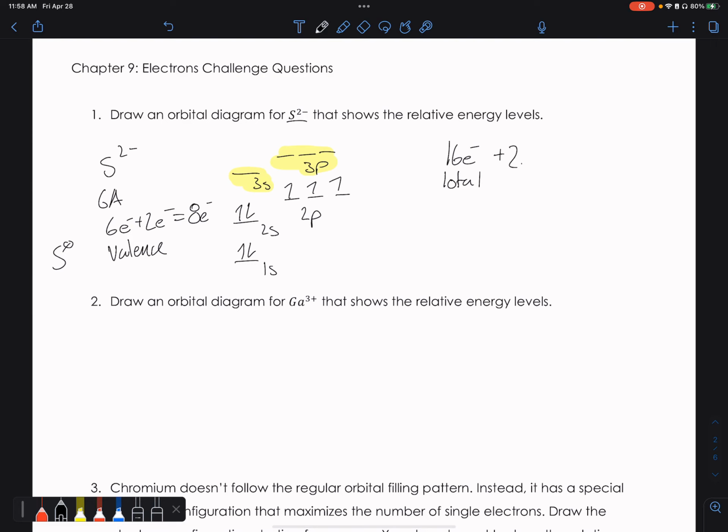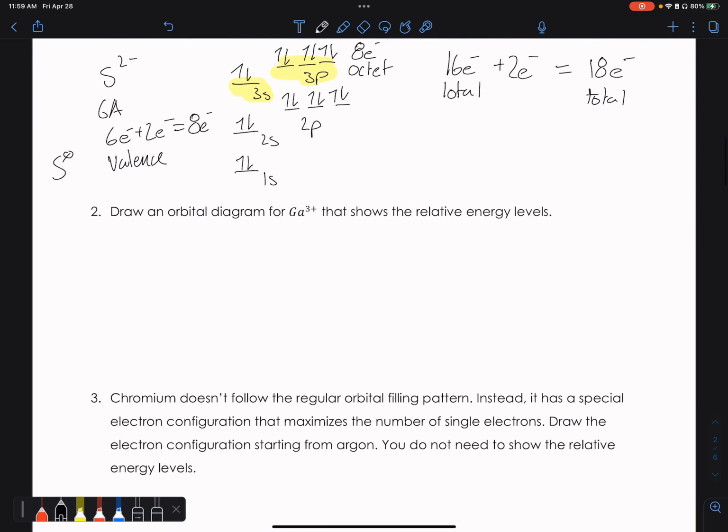16 total electrons plus the 2 electrons to give it that 2 minus charge. So 18 electrons total. So let's start over here using that in mind. 1, 2, 3, 4, 5, 6, 7, 8, 9, 10, 11, 12, 13, 14, 15, 16, 17, 18. And that makes sense because with 2 extra electrons, now sulfur gets 8 valence electrons, which is a full octet.